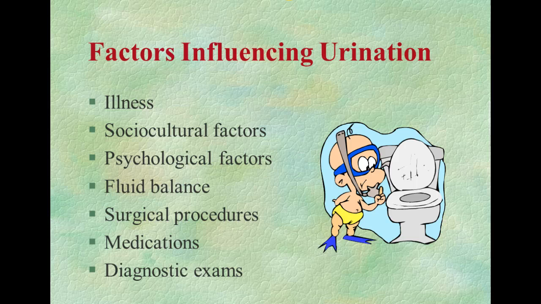Medications can affect the kidneys and the bladder, and there are many that do. An example would be diuretics that increase the urinary output, anticholinergics and antihistamines, which can affect the bladder's ability to contract, and also opioids. Diagnostic exams can affect the kidneys by placing fluid restrictions.